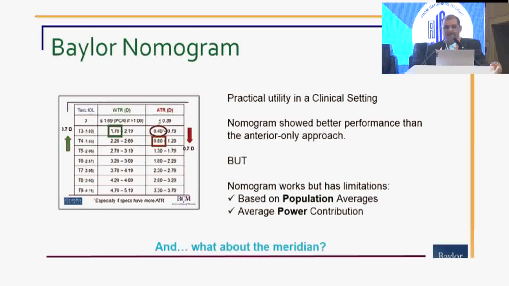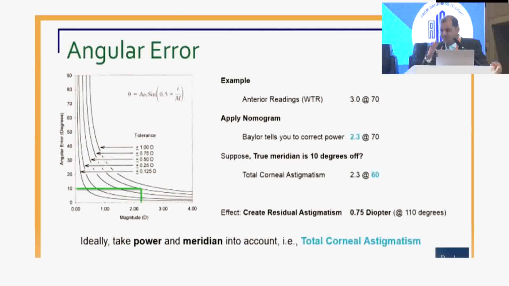For the meridian consideration, suppose you apply this Barrett toric nomogram to a patient who has WTR of 3 diopters at 70 degrees. Actually it should go to 2.3 at the 70 degree. But when we are measuring it, it is 2.3 at the 60 degree. So the meridian power was not taken care of.